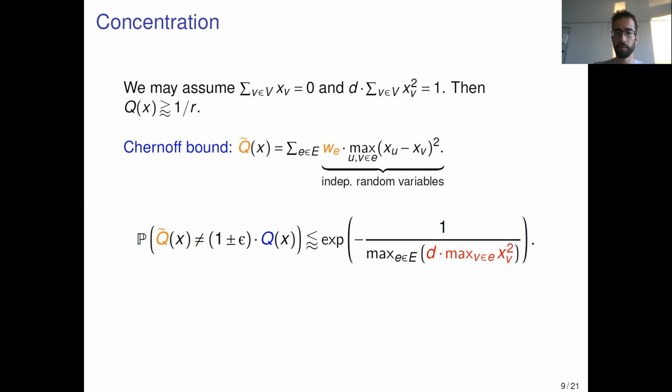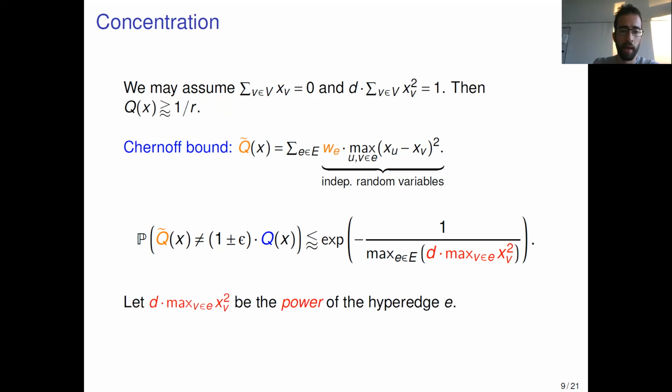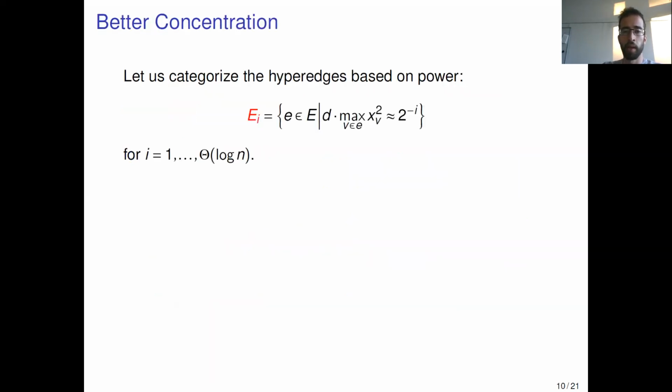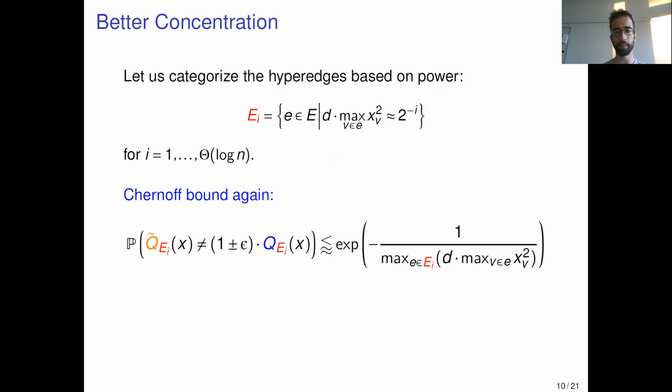So what we're going to do is we're going to try to get a more precise Chernoff bound by categorizing the edges. So we call this formula d times the maximum of x_v squared over a hyperedge, the power of that hyperedge, because this is what is going to dictate the strength of a Chernoff bound, which involves that hyperedge. So we simply define categories of hyperedges based on the power. So E_i is the set of all hyperedges with power approximately 2 to the minus i.